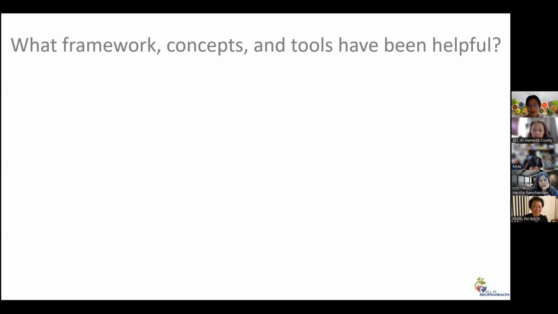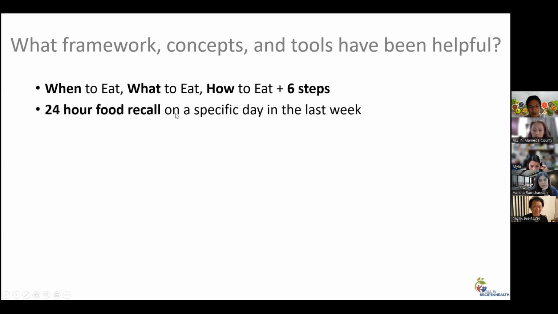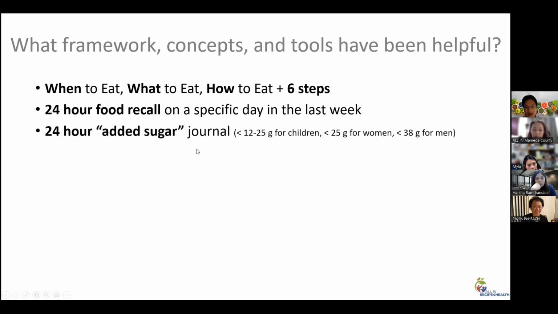Great. So I'm going to list a few. Many of you have already gone over this: the when, what, how, plus the 6 moves. The 24-hour recall, right? That it's on a specific day in the last week. Don't make it some general thing. Something they can remember. The added sugar journal. I think Sangeeta was asking about the amount. It's 12 to 25 grams for children, or 3 teaspoons. 6 teaspoons is 25 grams, and 38 is the 9 teaspoons.